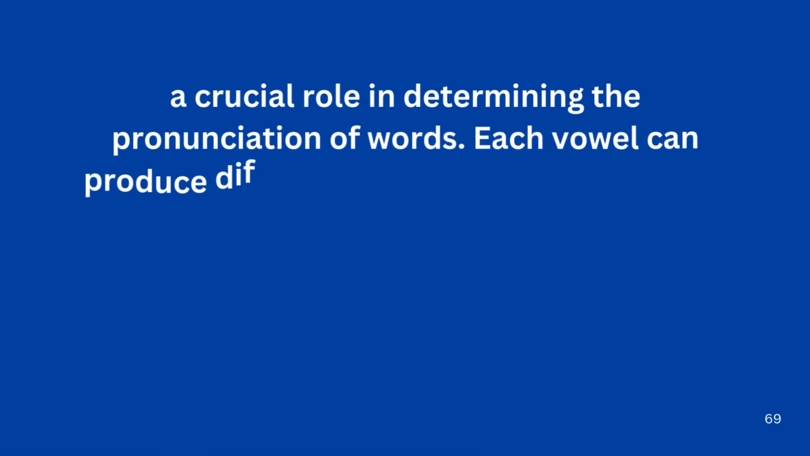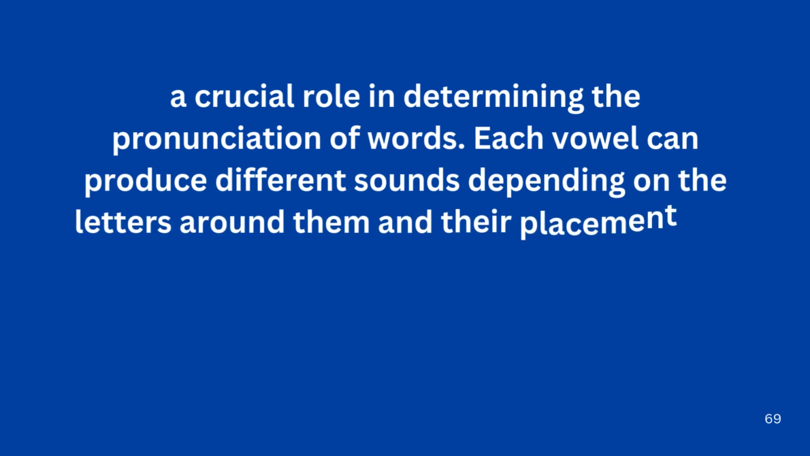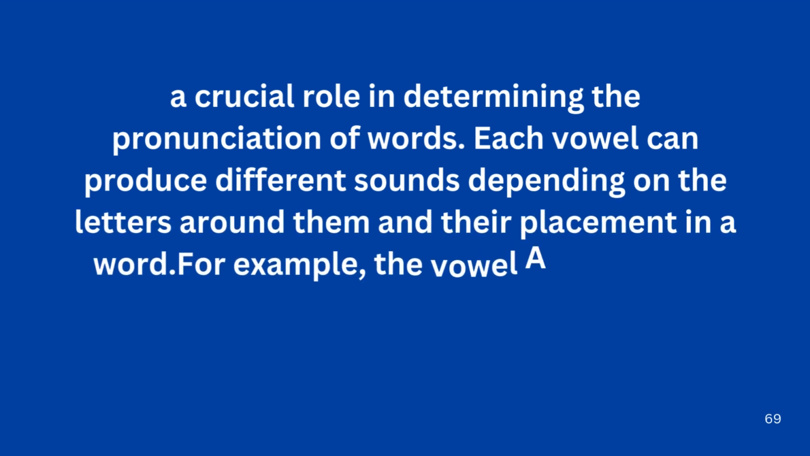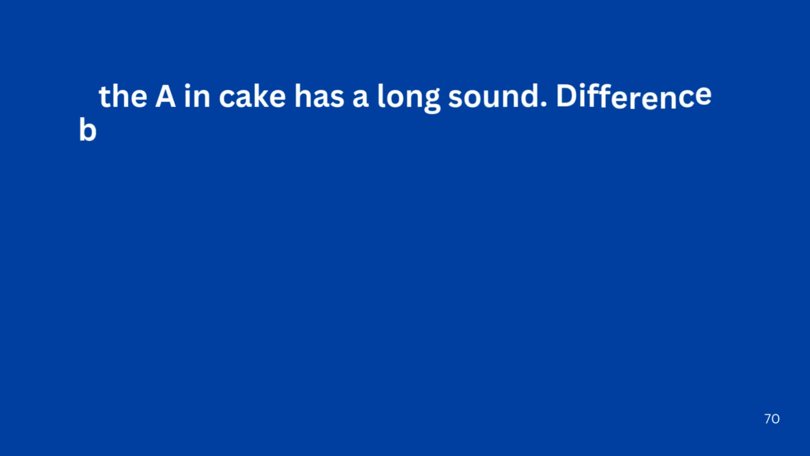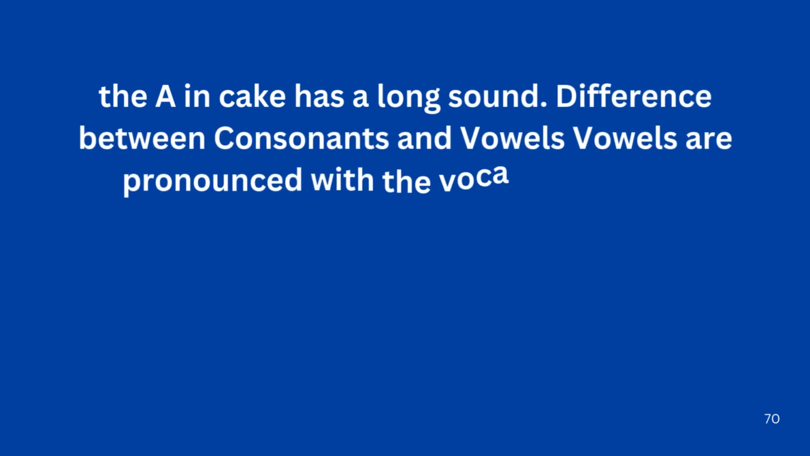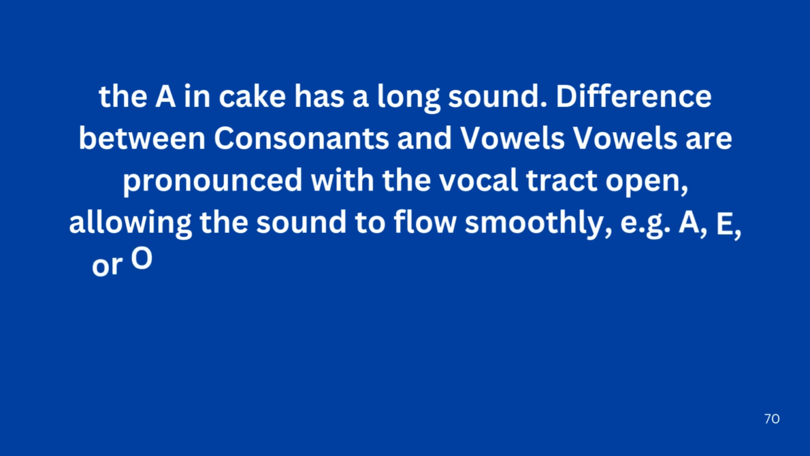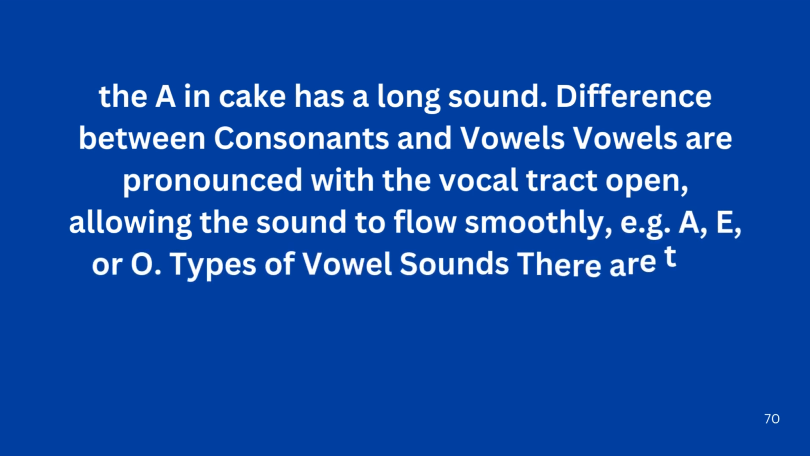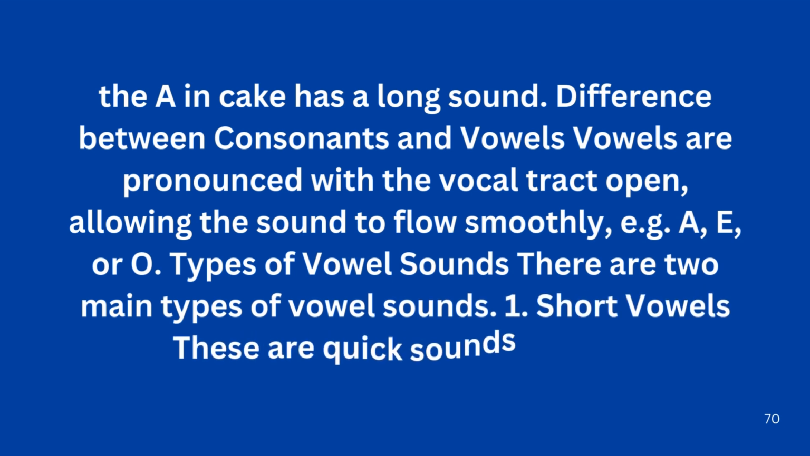Each vowel can produce different sounds depending on the letters around them and their placement in a word. For example, the vowel A in cat has a short sound, while the A in cake has a long sound. Difference between consonants and vowels. Vowels are pronounced with the vocal tract open, allowing the sound to flow smoothly, e.g., A, E, or O.